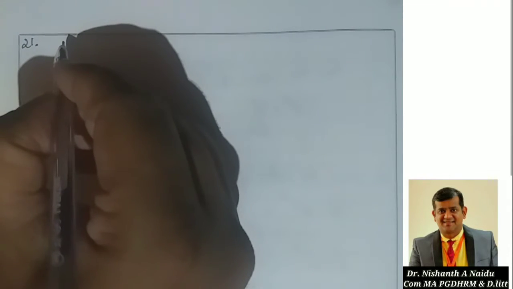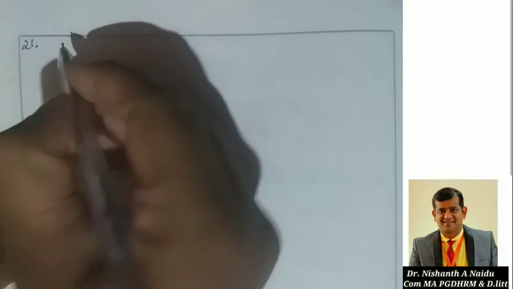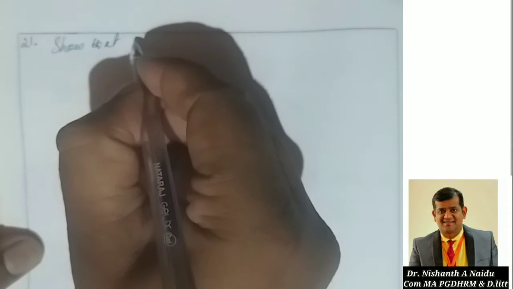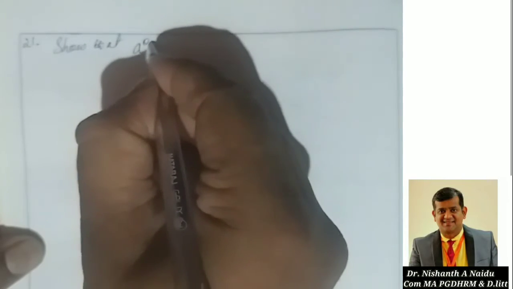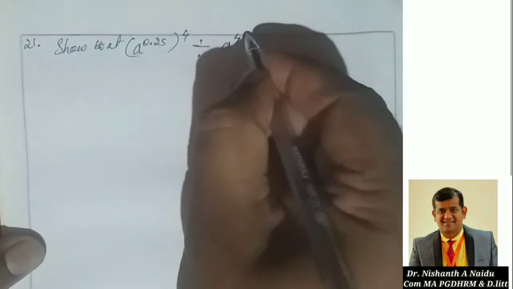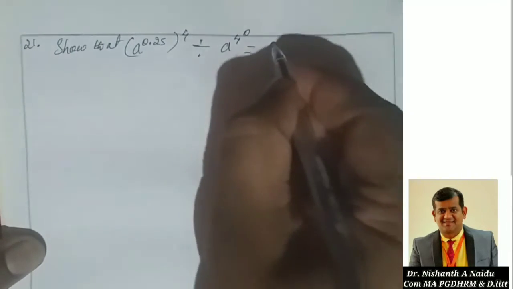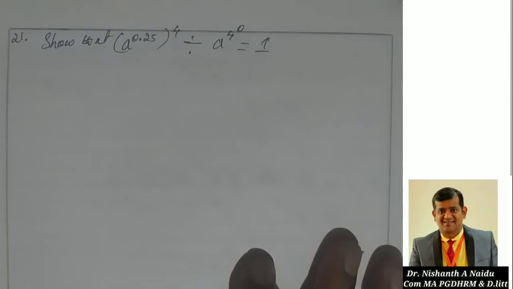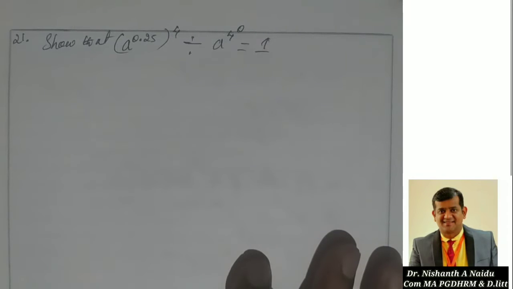So the problem is: show that a to the power 0.25 whole power 4, divided by a to the power 4 to the power 0, is equal to 1. So now we have to prove this.